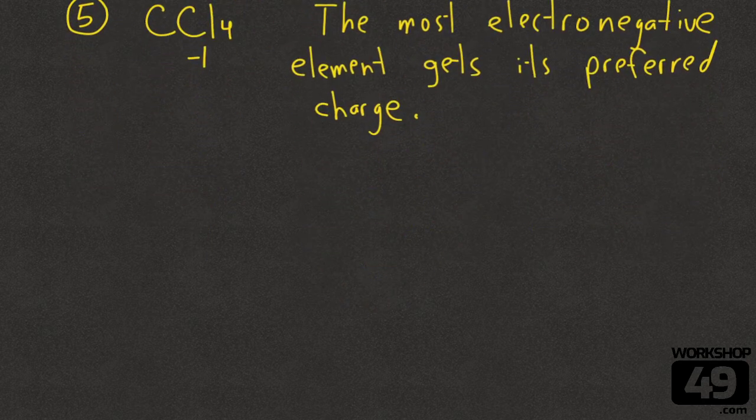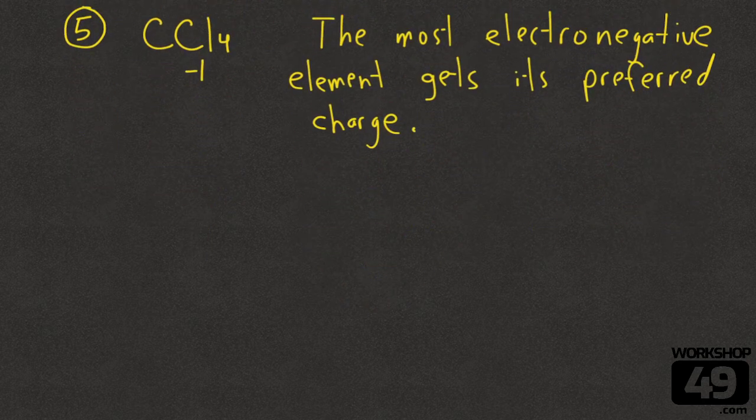Another example would be SF6. If we have sulfur hexafluoride, we check to see if we have a hydrogen. We do not. We check to see if we have an oxygen. We do not. Which one is going to get assigned an oxidation number first? It's going to be the most electronegative, in this case the fluorine. Fluorine's preferred charge, if it forms an ion, is the fluoride -1.